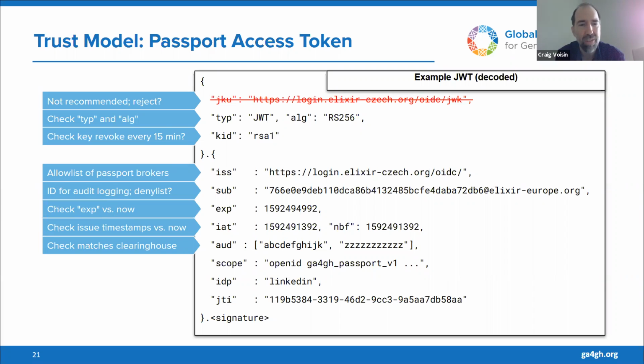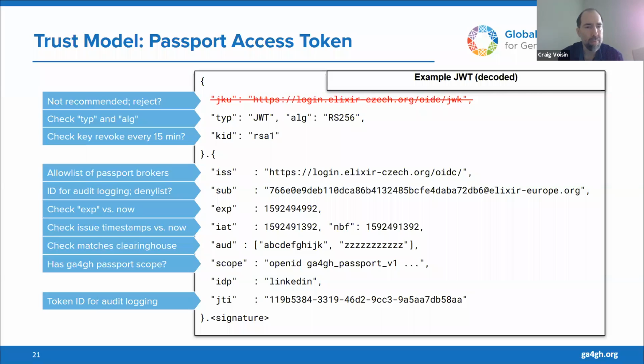I think if you hit forward one, it can be another format, but you need to check. If there's an audience there, you need to check that it matches your audience. And we'll talk more about that in a minute. Has the GA4GH passport scope? You need to check for that there. And the IDP we're not using much, but there can be a token identifier with tokens, and that might be useful for audit logging and seeing for leaks as well, and disabling certain tokens from the various pieces of infrastructure.